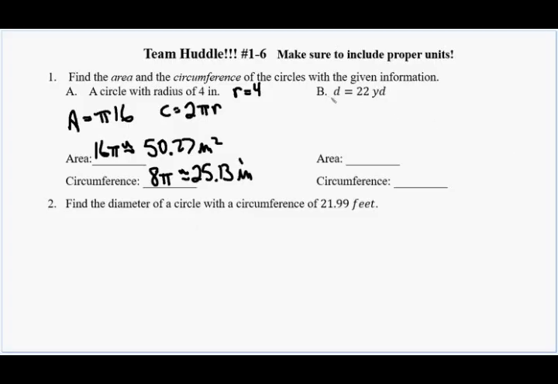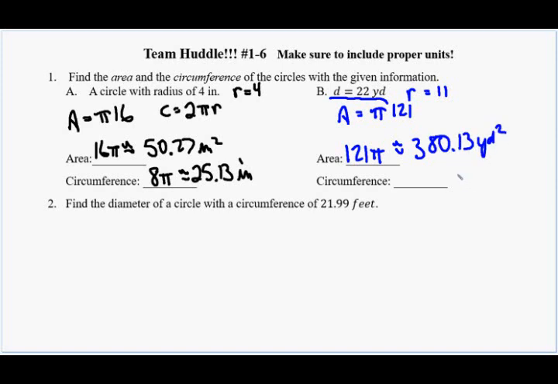In part B, our diameter is 22, so that means the radius is going to be half of that. So our area is going to be pi times radius squared. 11 squared is 121. So our area here is 121 pi, or approximately 380.13 yards squared. When it comes to circumference, we could just do pi times diameter. Diameter is 22, so our circumference is 22 pi, which is approximately 69.12 yards.